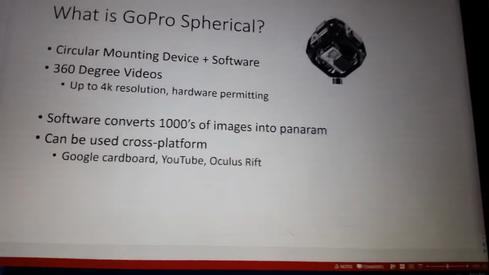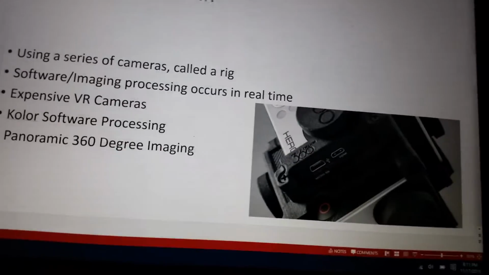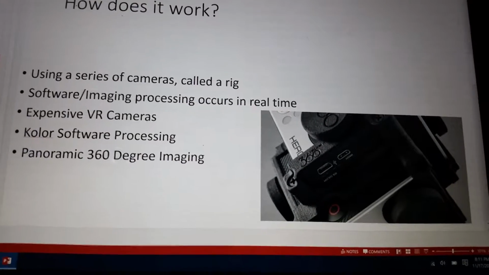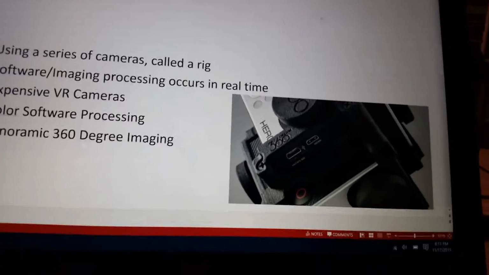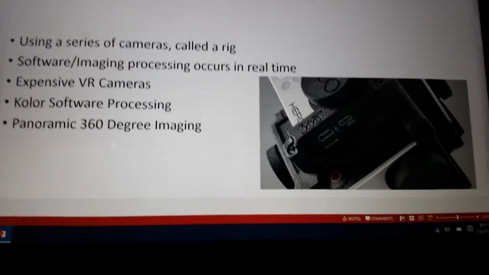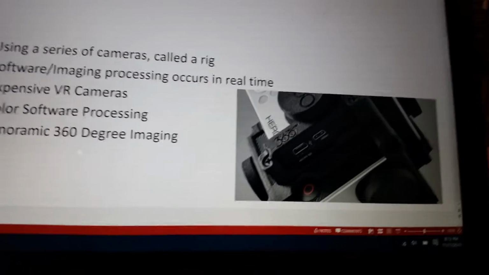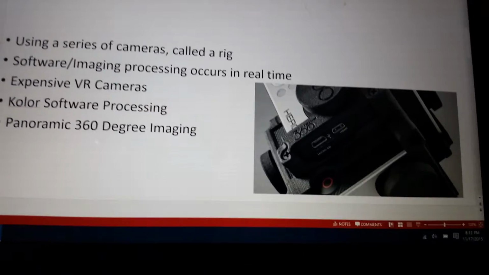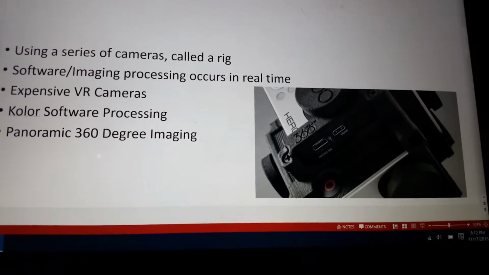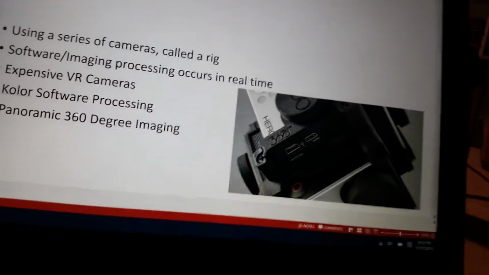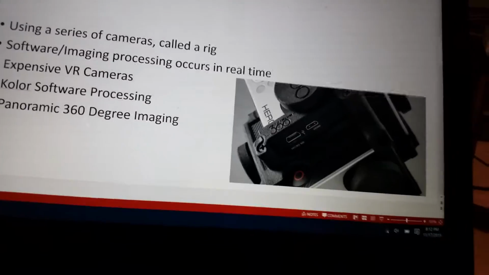But enough about that. So what does it do and how does it work? It uses a series of cameras. They call it a rig typically. And it has a ton of real-time processors that take all the images and port them all into one that we can actually view in real time. And Color would technically own that, but now that GoPro owns them, they technically own the rights. But everything else is just essentially paid for by GoPro.